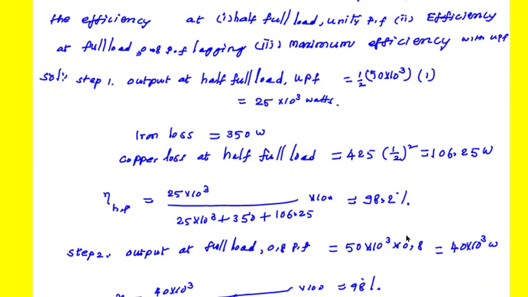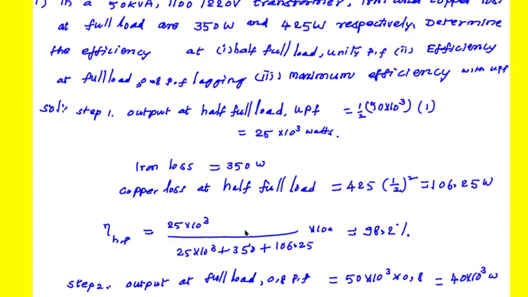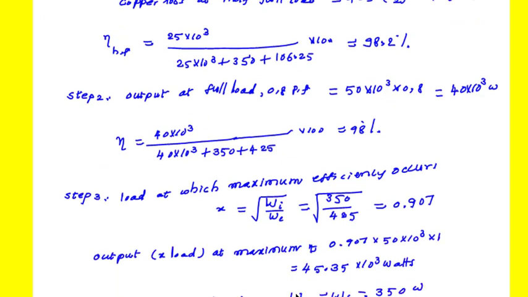Next, second, what is the efficiency at full load condition and 0.8 power factor? So first calculate what is the output of the transformer at full load condition with 0.8 power factor, that is VI cos phi. So 50 into 10 cube into 0.8, then we get 40 kilowatts as the output power. So then full load copper loss is already given in the data, that is 425 watts.